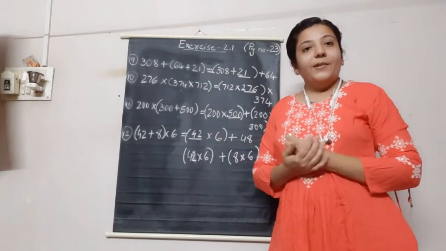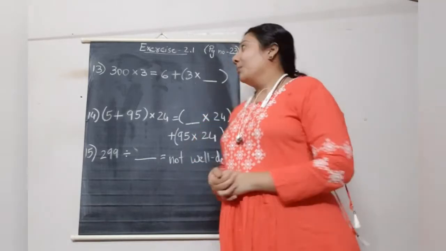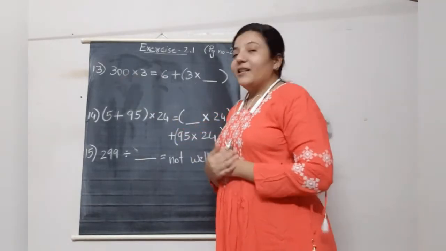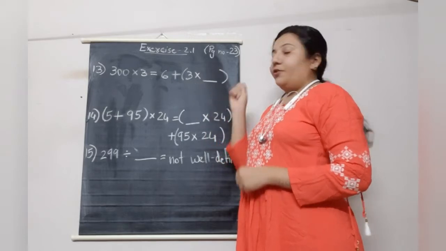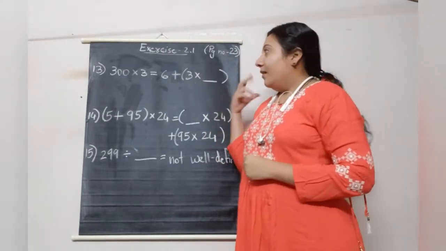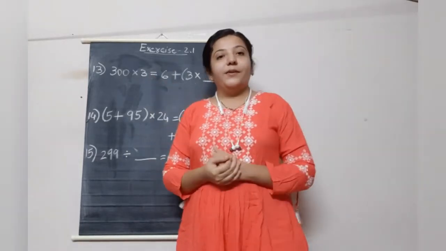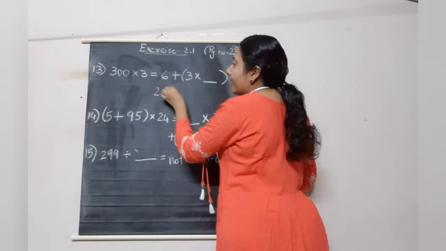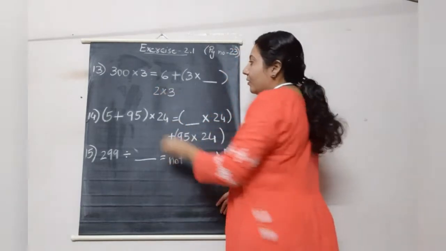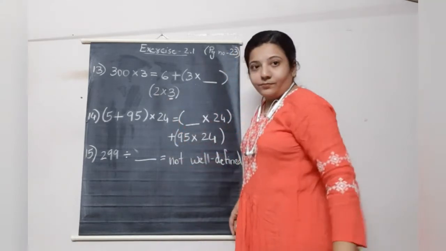So 42 will be our answer. Okay, 13th question is here. 300 multiplied by 3 is equal to 6 plus 3 multiplied by dash. Here again you have to think, this is also a distributive property. Here 6 you know that it is 2 multiply 3, right? So they have distributed this 3 to 2.